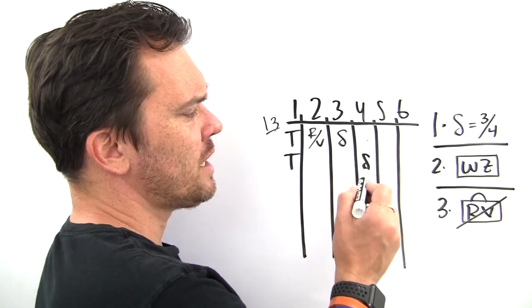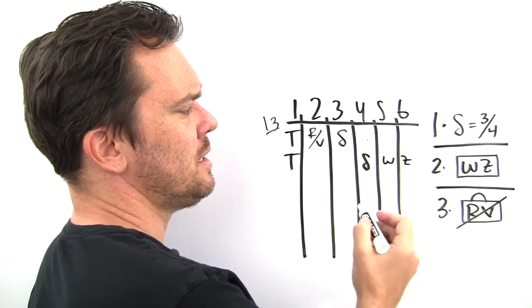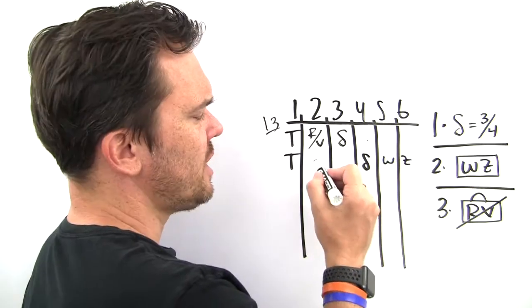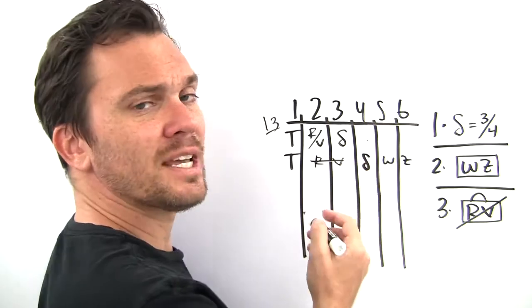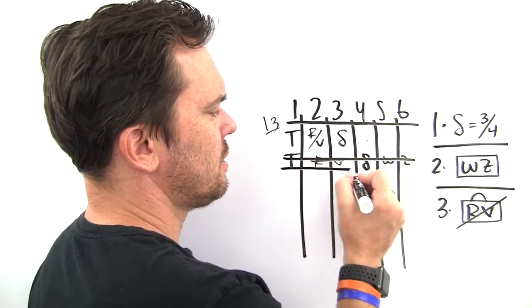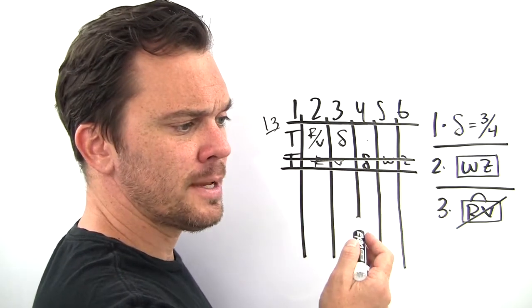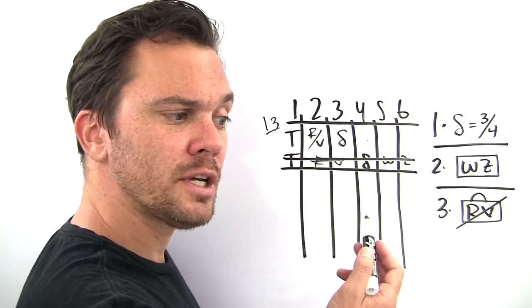All right, if we put S fourth, I can see that no matter where I put W and Z, that's going to leave R and V right on top of one another, which cannot happen. S can't be fourth. She must be third. Answer choice C.